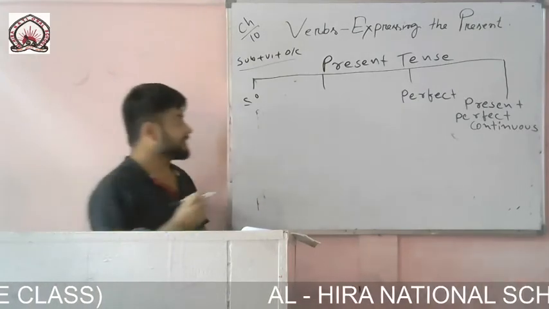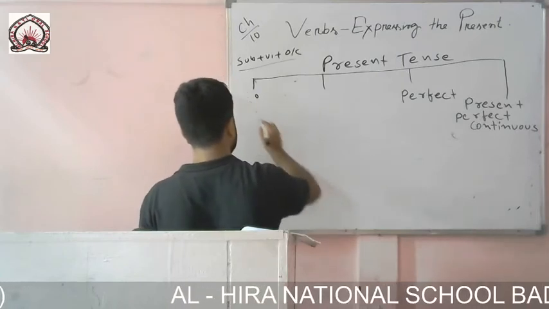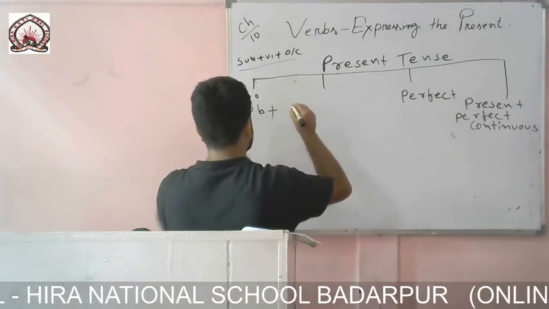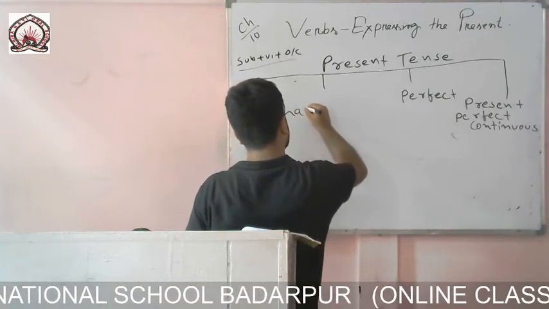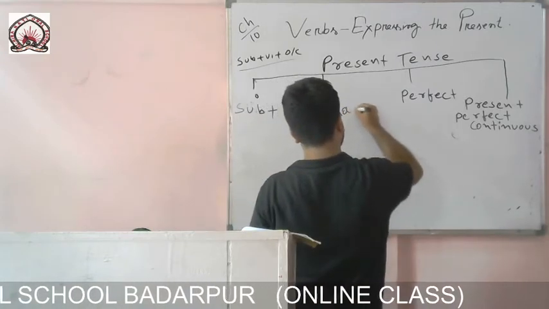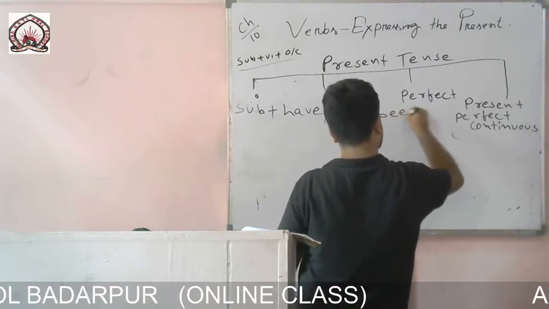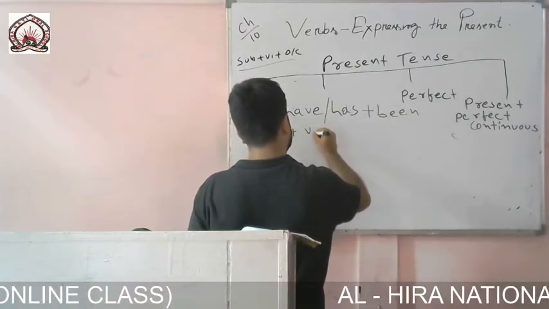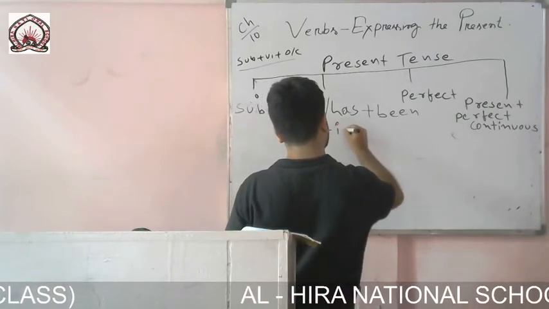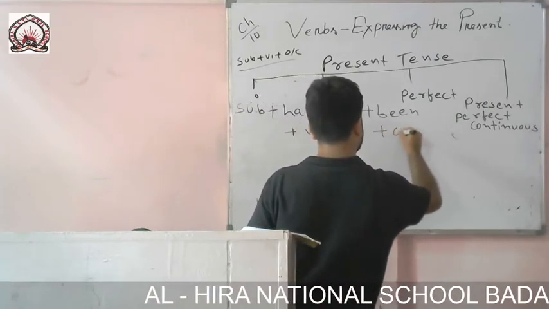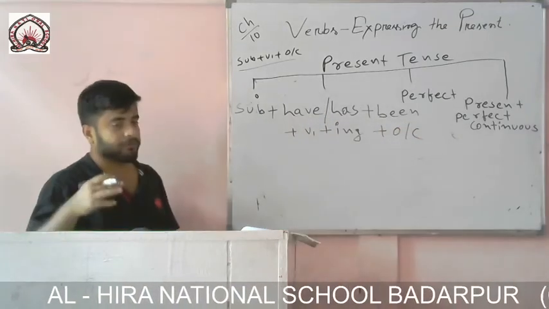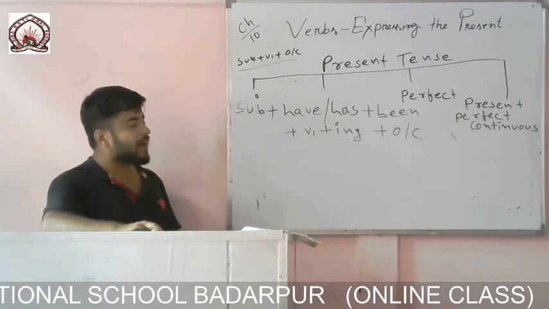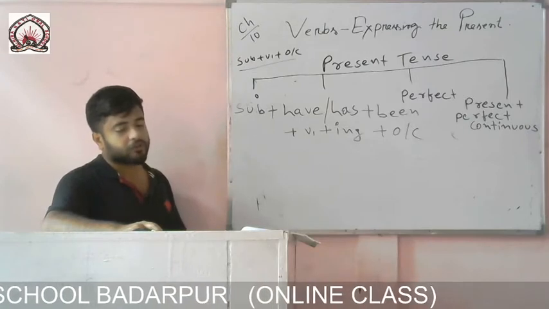What is the formation? Subject plus have or has plus been plus verb 1 plus ing plus object or complement. The formation is subject plus have or has plus been plus verb 1 plus ing plus object or complement.